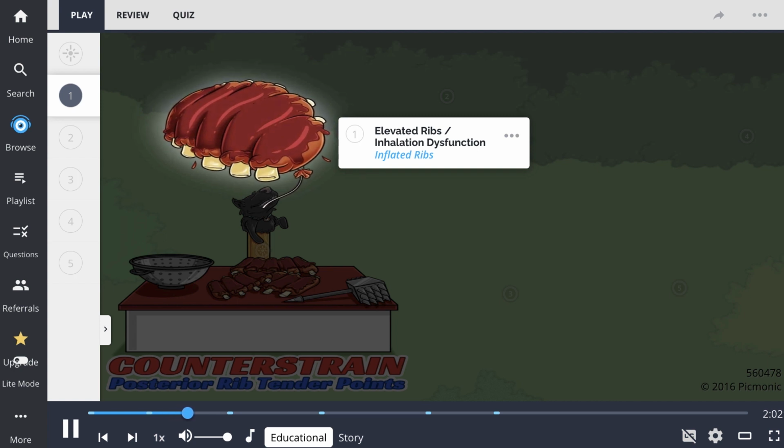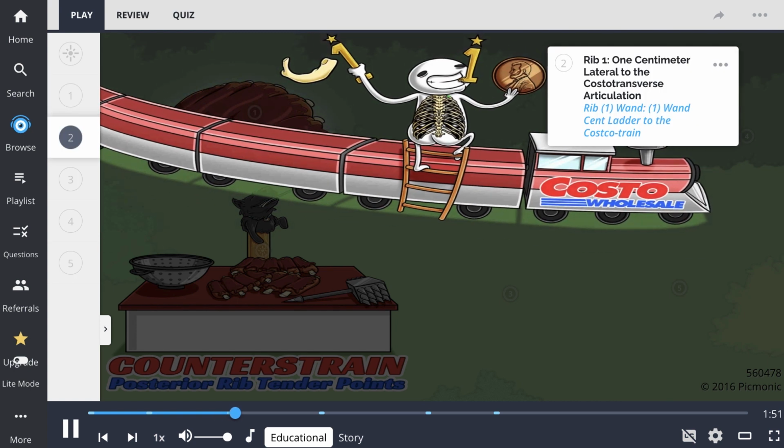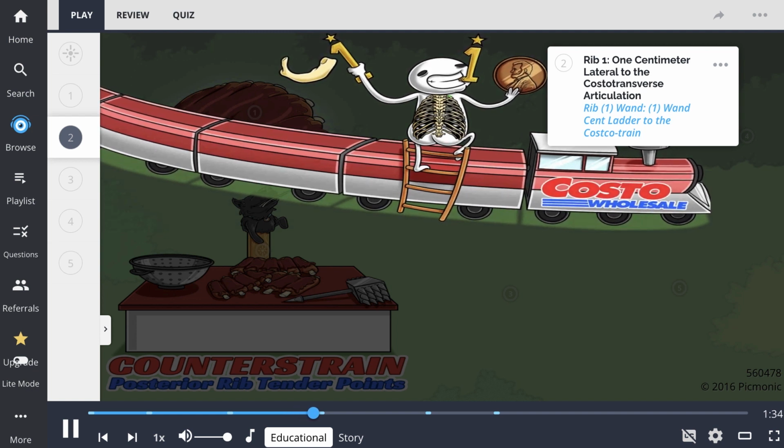Elevated ribs, also known as inhalation dysfunctions, can be caused by hyperventilation, injury, or certain medical conditions such as obstructive lung diseases. The most superior posterior tender point is rib 1, 1 centimeter lateral to the costotransverse articulation, seen in this Picmonic as the first rib with a 1 wand and 1 wand sent on a ladder to the Costco train. This spot is also called the articulation at the manubrium and can present bilaterally.